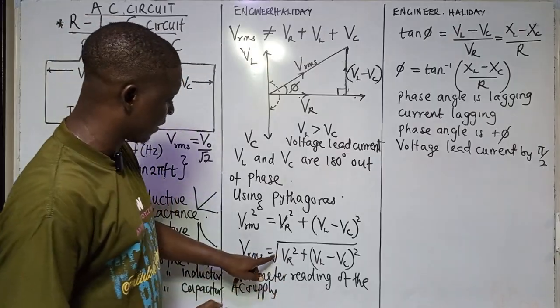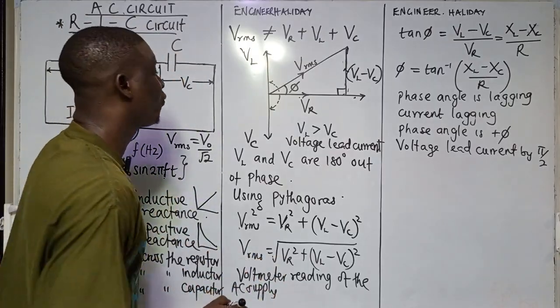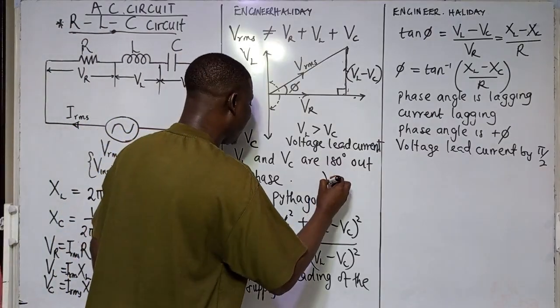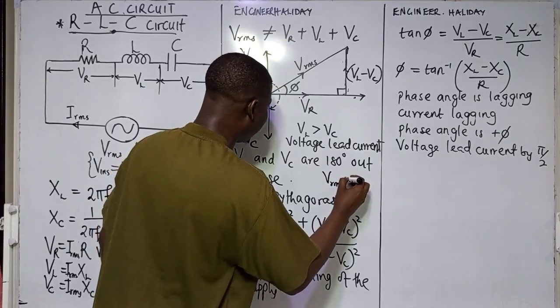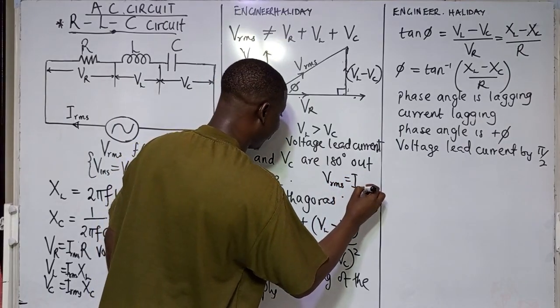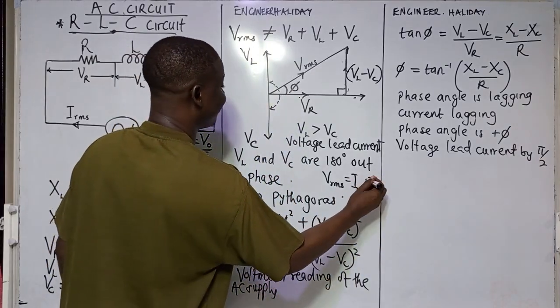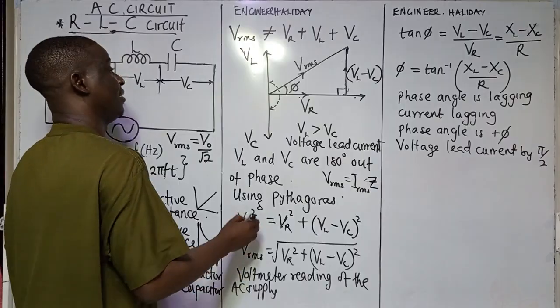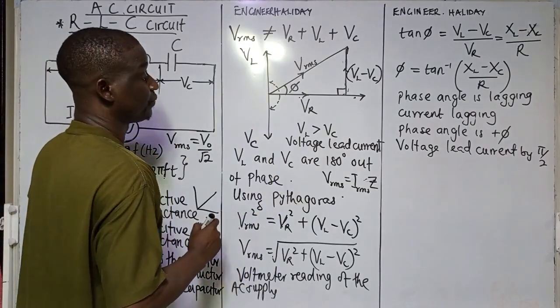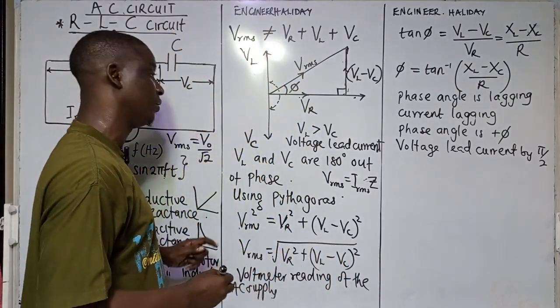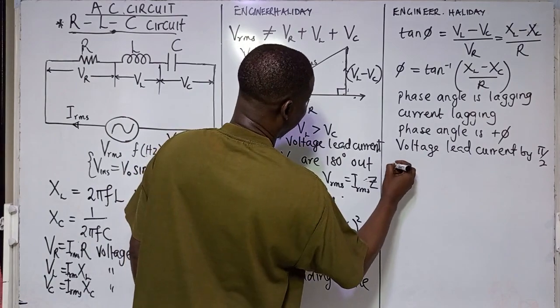Now, in this case, let's go back to this one. Let us substitute. Don't forget that there's something I need to tell you. Your VRMS is equal to IRMS times Z. There's what we call Z. The Z is the impedance. I want to introduce it now. Z is impedance. Let us introduce it in.